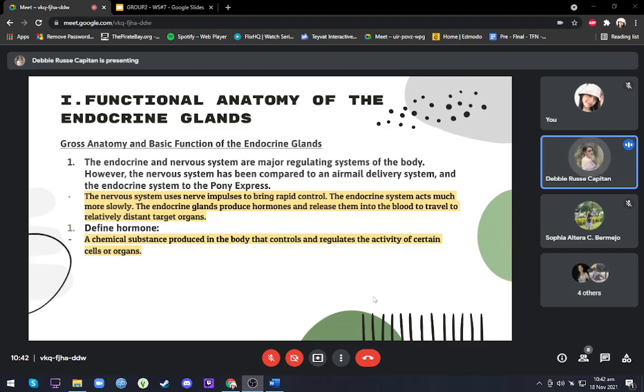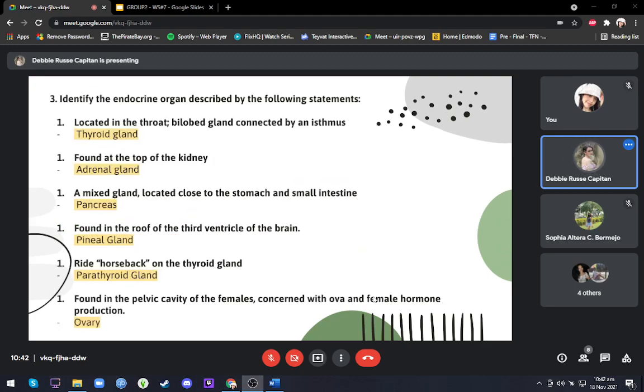Next, define hormone. Hormone is a chemical substance produced in the body that controls and regulates the activity of certain cells or organs. Next, identify the endocrine organ described by the following statements. It is the endocrine organ located in the throat, with two lobes connected by an isthmus. Our answer is the thyroid gland.